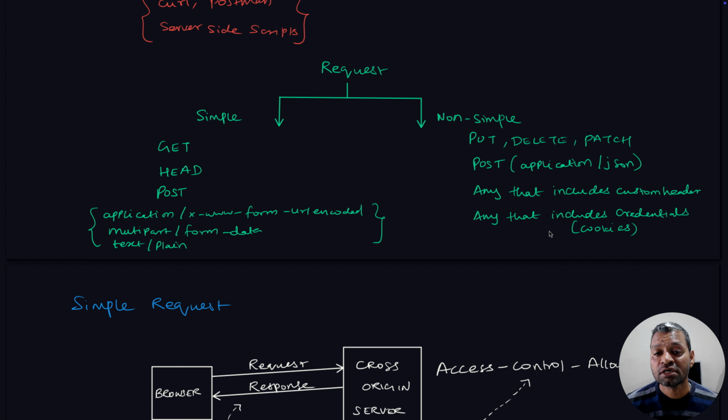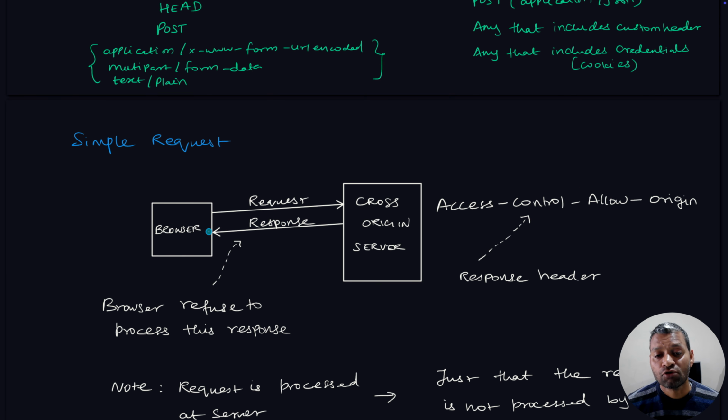Okay, now we know the difference between simple and non-simple requests. Let's understand how CORS works for simple request first. Let's say we have a browser and we have opened google.com, and this is sending a request to facebook.com behind the scene. So this is our cross-origin server. So the request goes in.